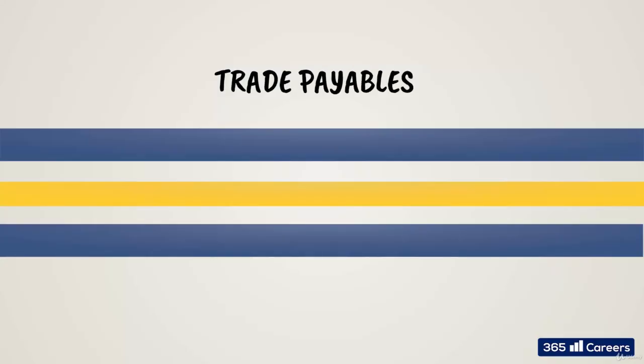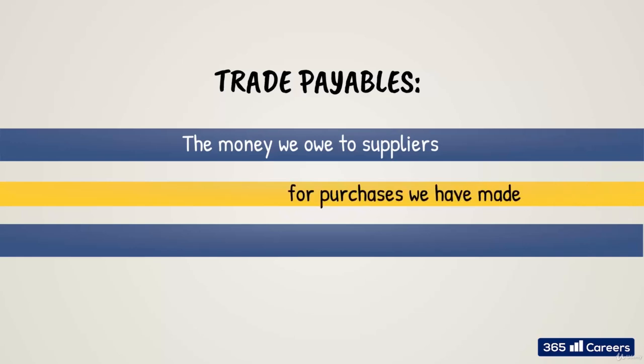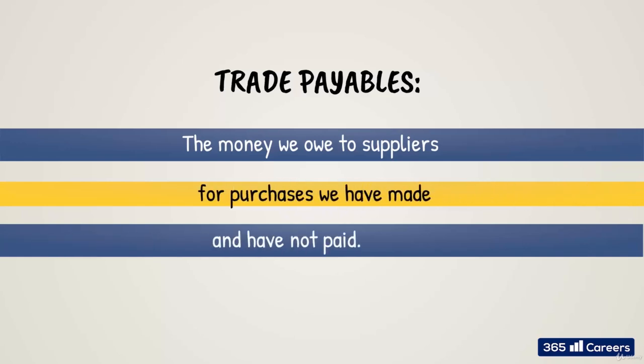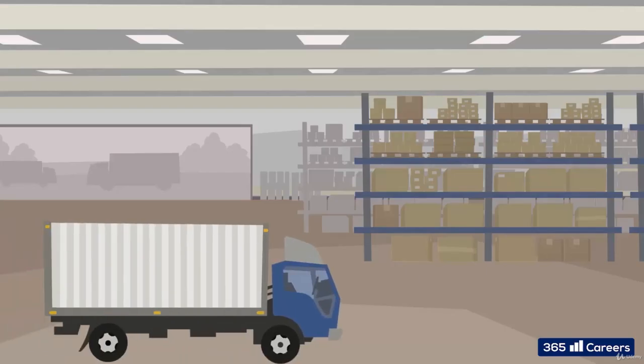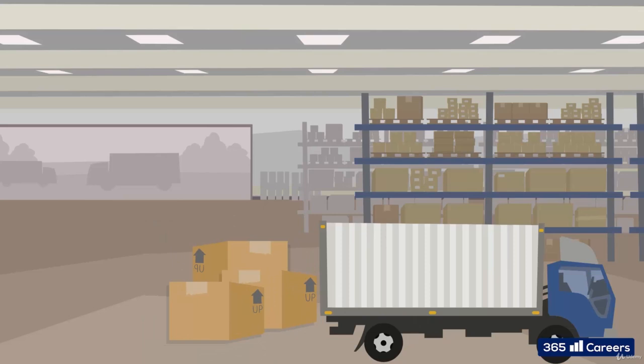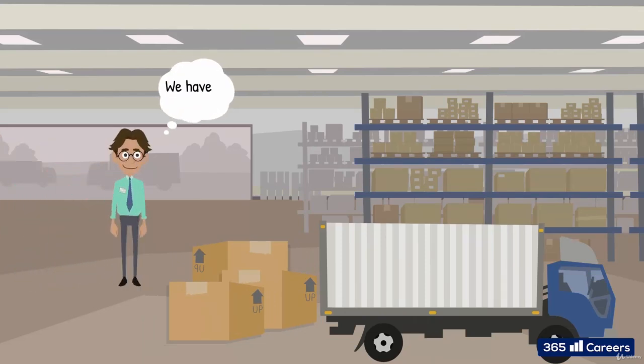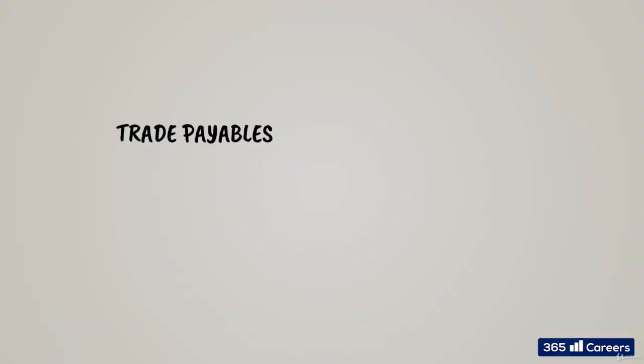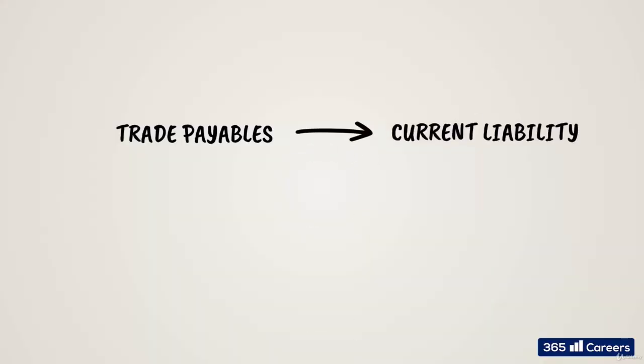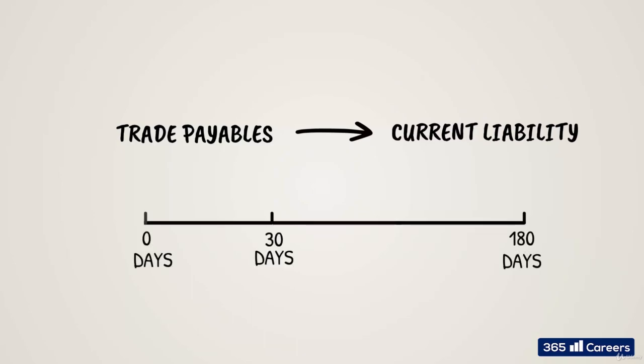Right. So, trade payables. The money we owe to suppliers for purchases we have made and have not paid. We have received the goods or services we've ordered, but the vendor has not received our payment, so we owe them the agreed amount. Naturally, as we said earlier, this is a short-term debt representing a liability. Typically, trade payables are paid in 180 days or less. In reality, most vendors wouldn't go beyond 30 days.